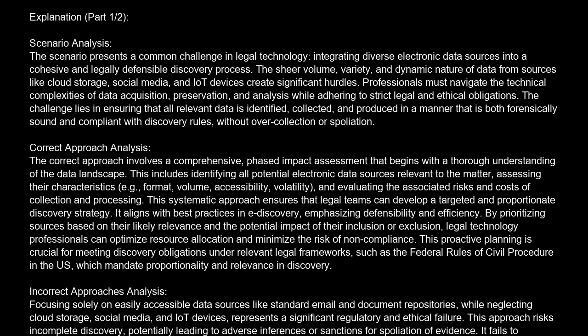This proactive planning is crucial for meeting discovery obligations under relevant legal frameworks, such as the Federal Rules of Civil Procedure in the U.S., which mandate proportionality and relevance in discovery.